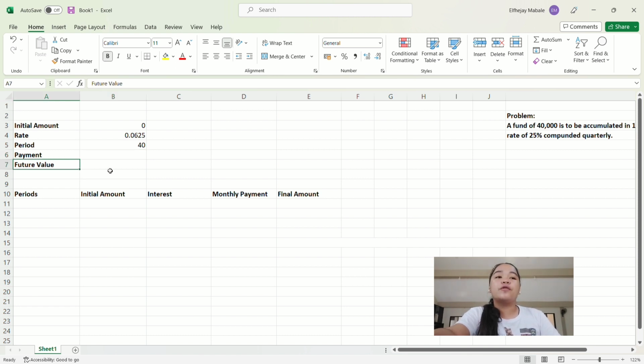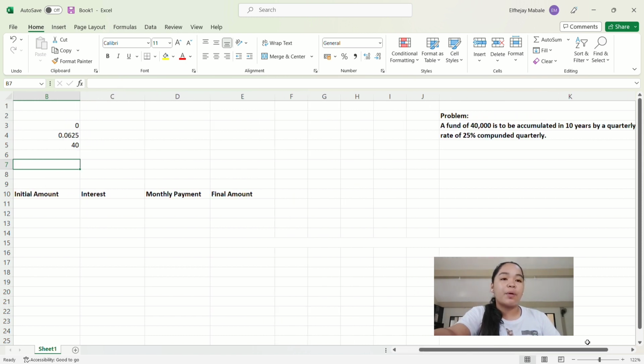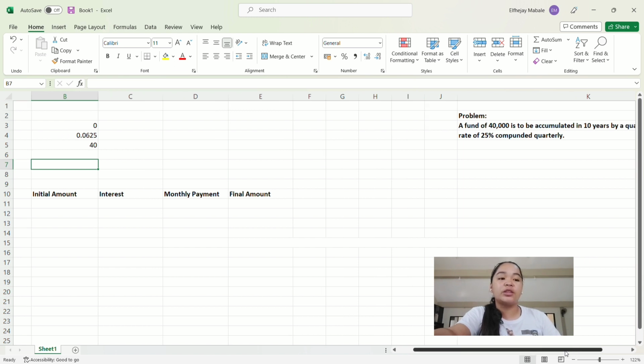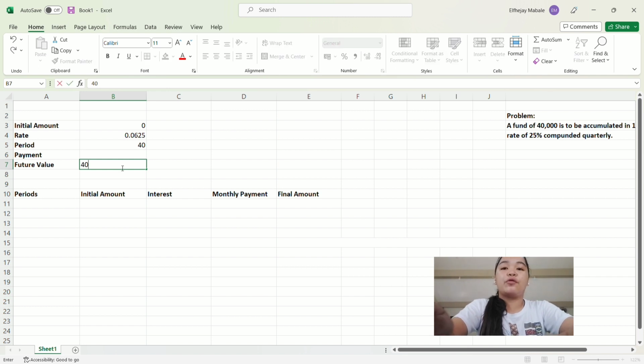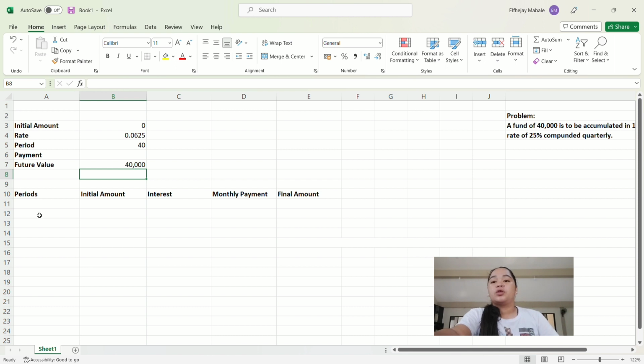Then our future value. As we go back to our sample problem, a fund of 40,000. So 40,000 is our future value. So we type 40,000. Then enter.